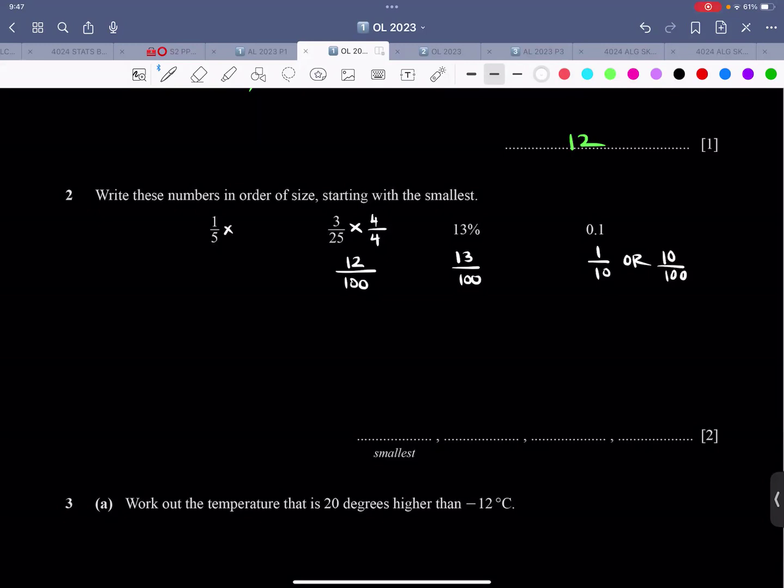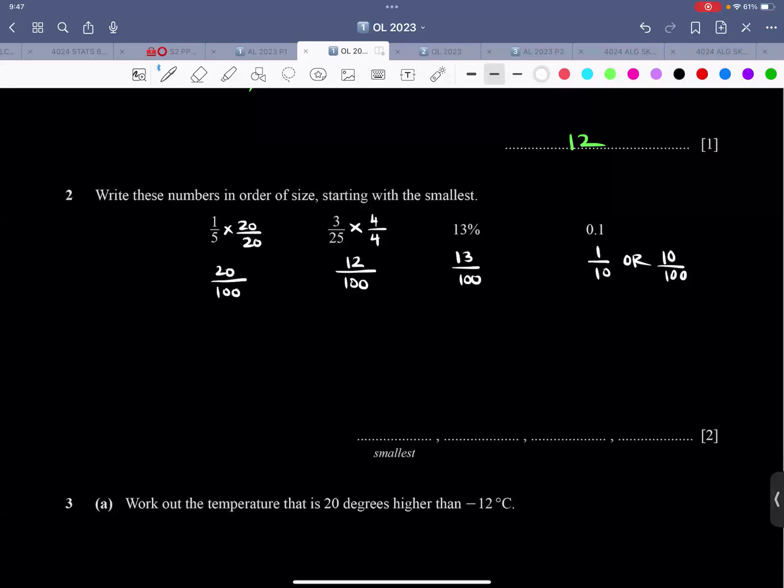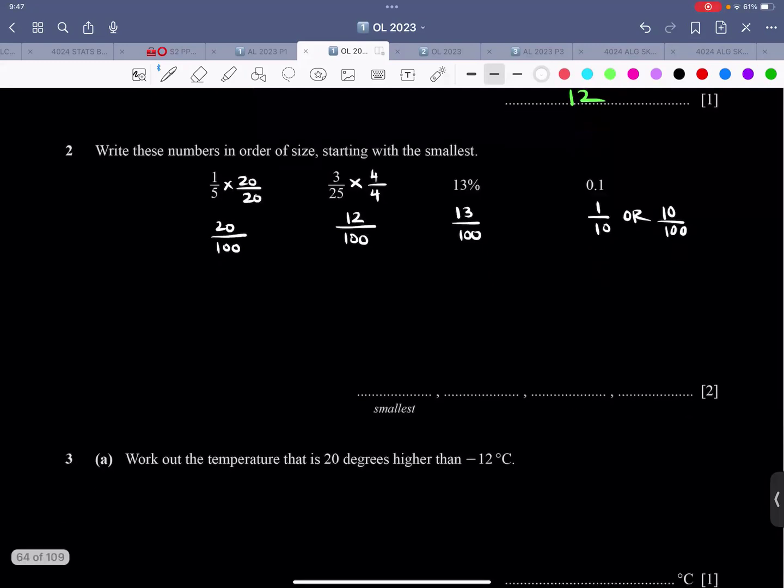1 over 5, multiply by 20 and divide by 20, because I need 100 in the denominator, that is 20 over 100. So these are the 4 things that we are getting. 1/5 is 20 over 100. 3 over 25 is 12 over 100. 13% is 13 over 100. 0.1 is 10 over 100.